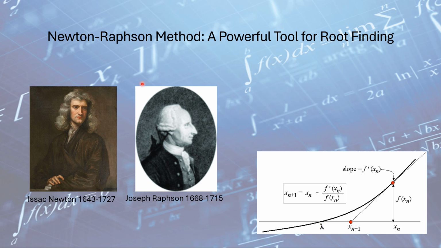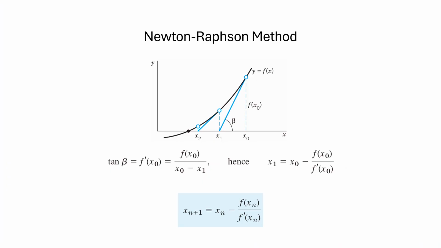And Joseph Raphson, an English mathematician, later refined and simplified Newton's approach, making it more accessible for practical use. His improvements allowed the method to be applied more easily without the need for repeated differentiation, actually. Thanks to their work, we now have one of the most widely used numerical methods for root finding. So let's see how it works.